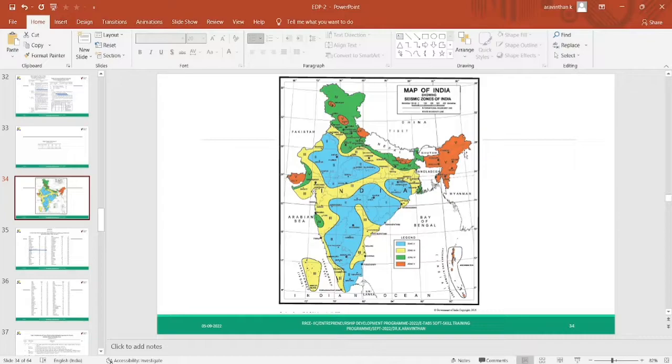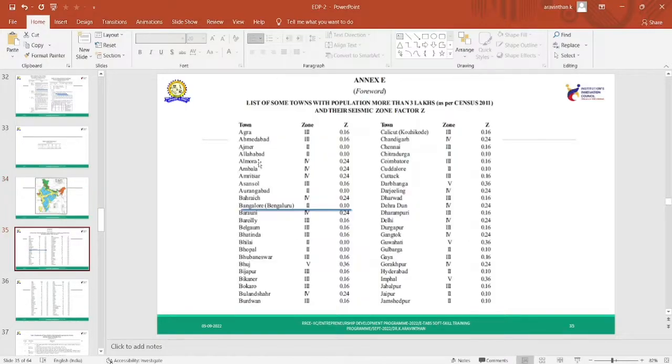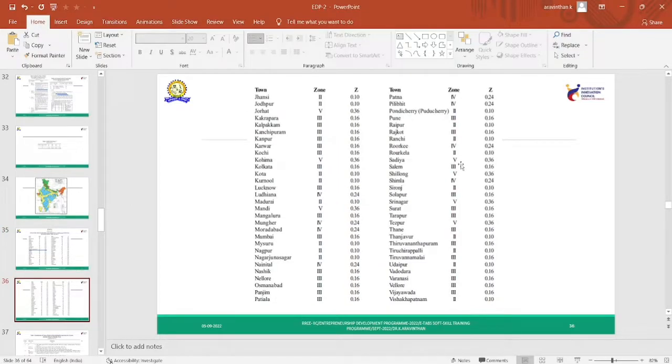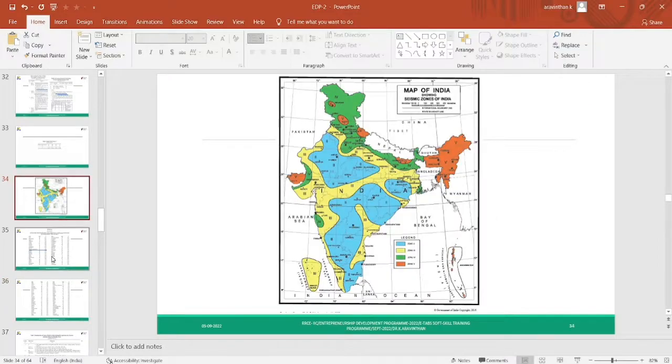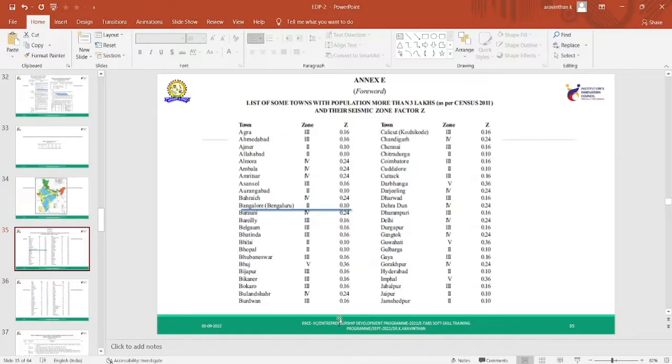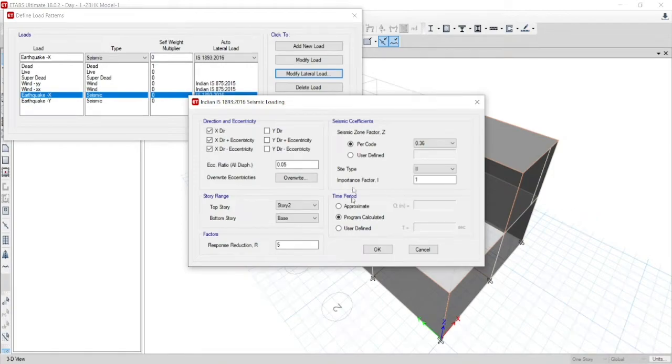So, wherever you are building your structure as a civil engineer, you should be responsible, and whenever you build your structure, make sure that it is earthquake resistant only. Without seismic consideration, you do not provide your consultancy. We can find this for all the areas. Calicut, you can see that it is in zone 3. Like that, you can search for your zone and take it appropriately. But as of now, I will be taking Bangalore, and for Bangalore, it is 0.1. So I will be taking it here as 0.1.